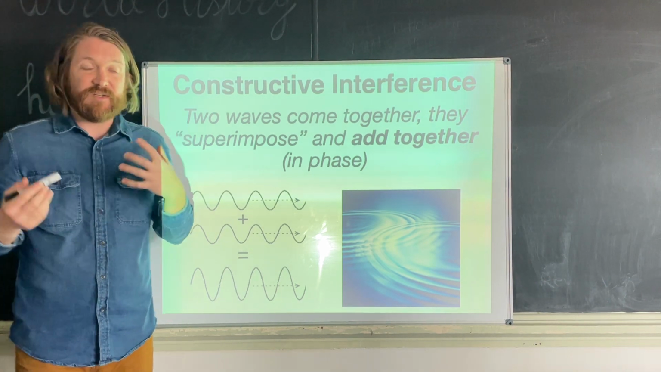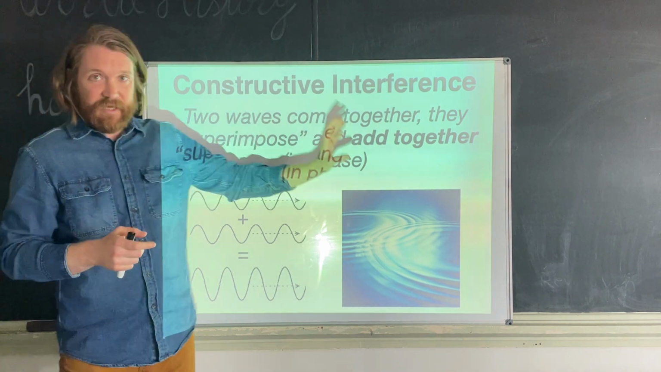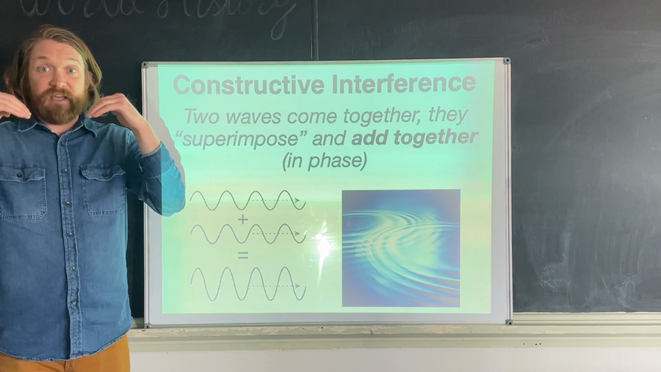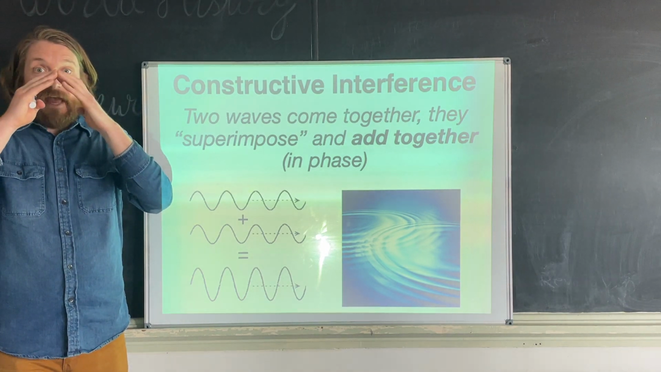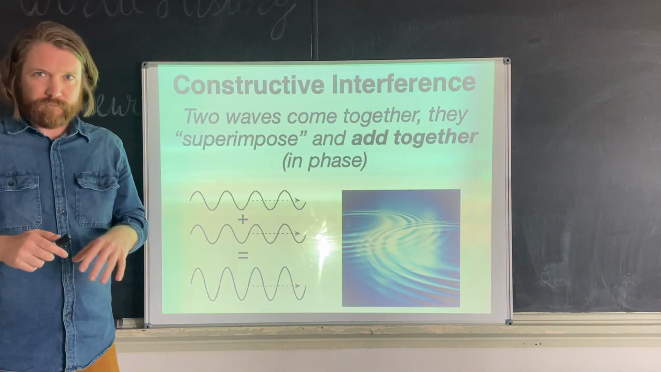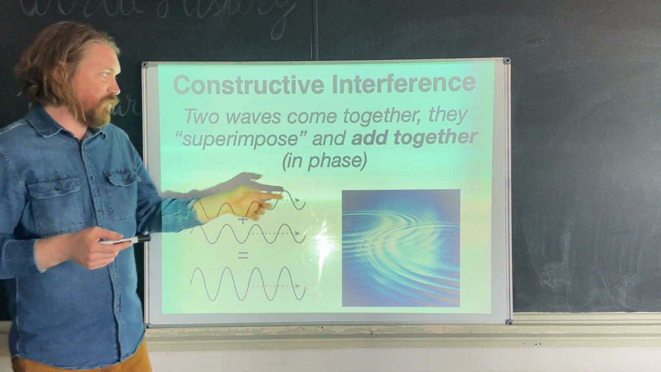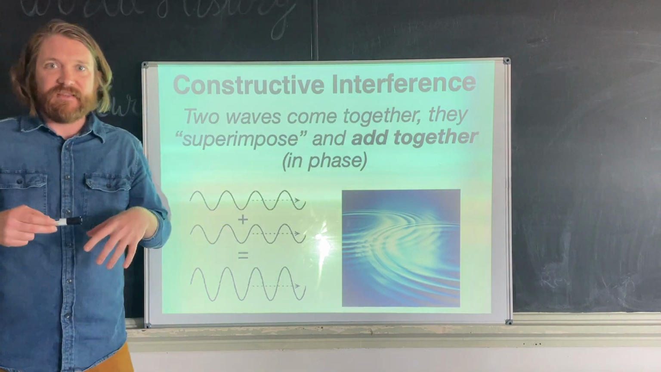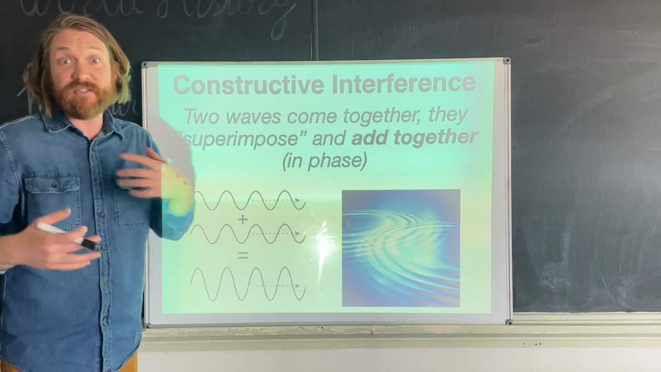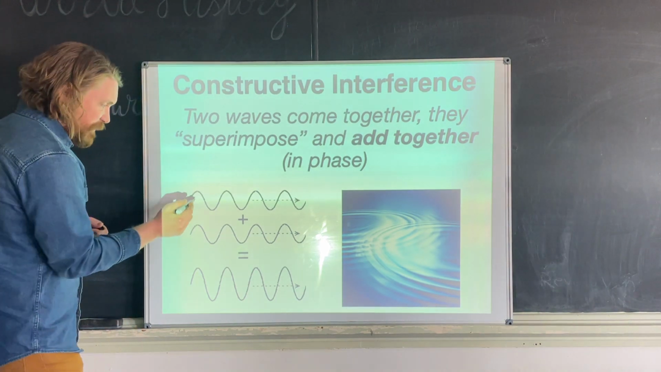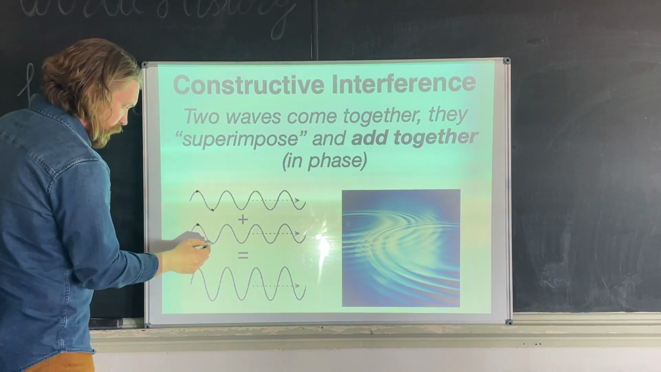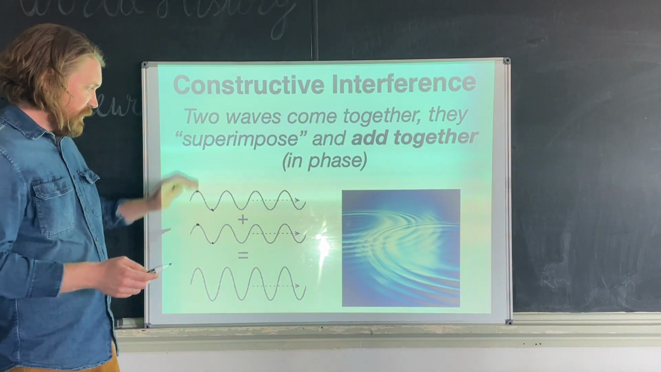Now, the fancy way to say this is that two waves come together and they superimpose. What that means is they come together and they add on top of each other. They add together. Now, what we call this is in phase. This means that the two waves are in phase with each other. The way you can tell the two waves are in phase is because their crests line up and their troughs line up. Does everybody see that? These two waves are in phase.